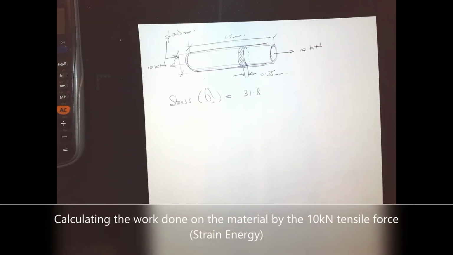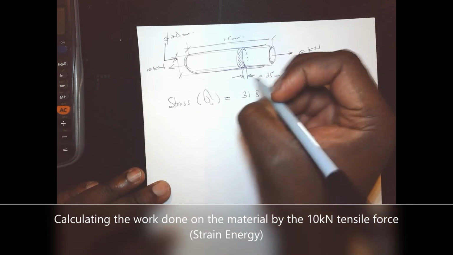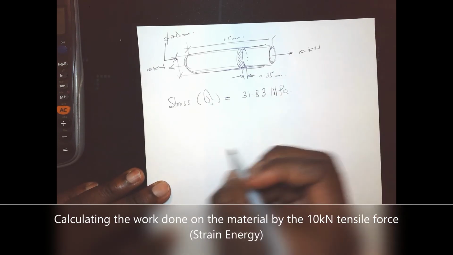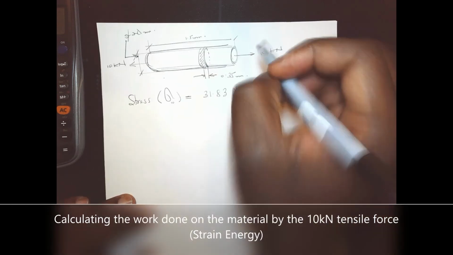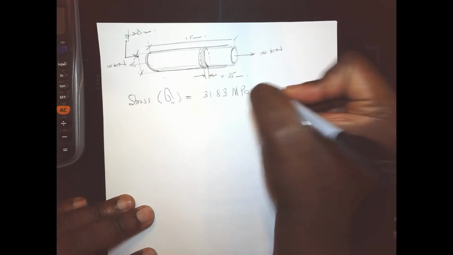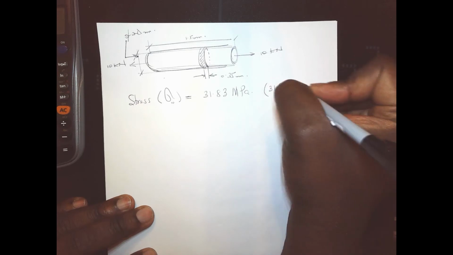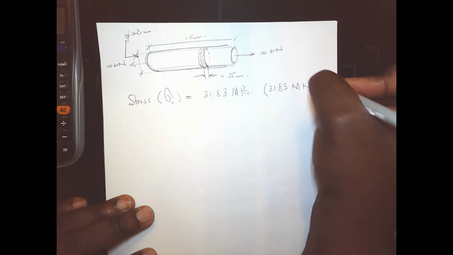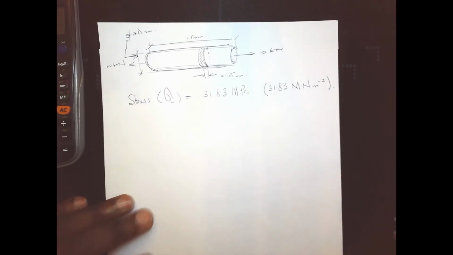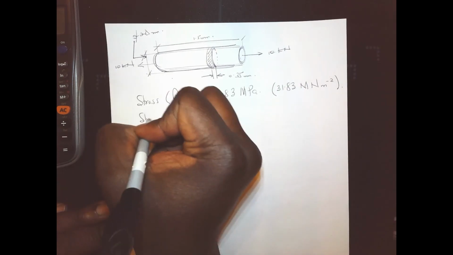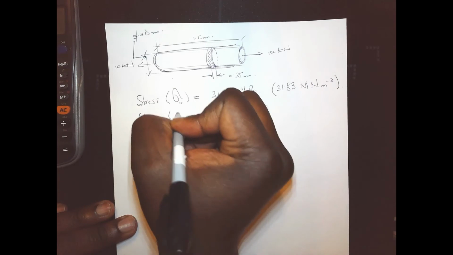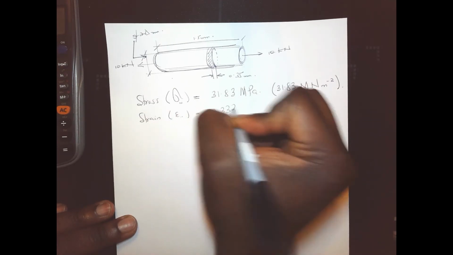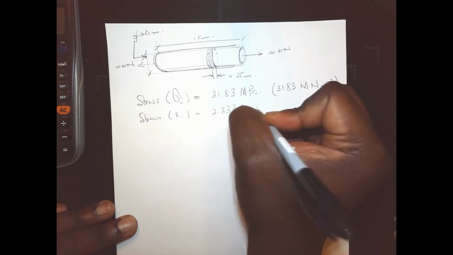Right, folks, so we calculated the stress of the bar to be 31.83 MPa. Okay. So, for those of you who don't know, this is also the same as 31.83 mega newton per meter squared. Right, so it's more or less the same thing. We also calculated the strain due to the applied force to be approximately 2.3334 times 10 to the power minus 4.